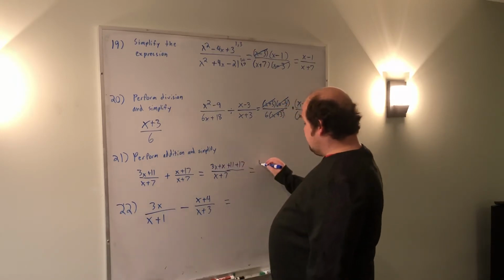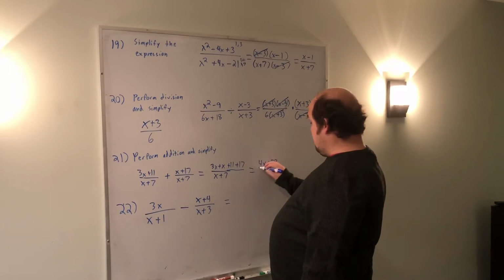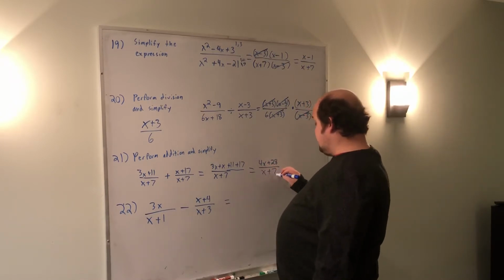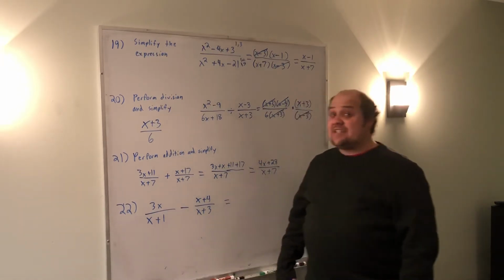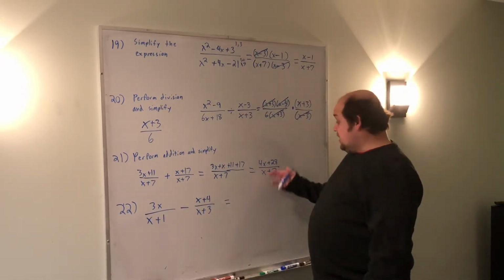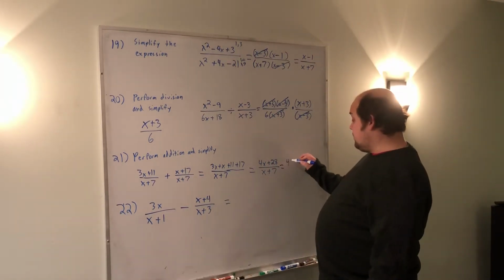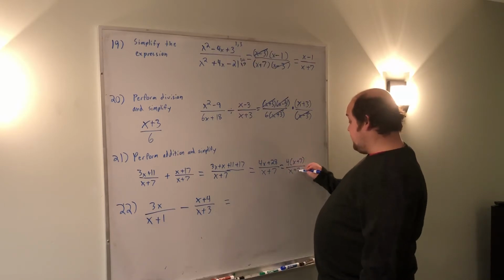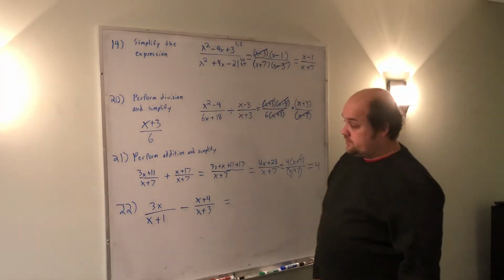3x plus x gives me 4x. 11 plus 17 gives me 28. It's all over x plus 7. In general, these questions are designed so that something will reduce. You'll notice that on top, I can take a 4 out of both things. That gives me 4 parentheses x plus 7, which does reduce with that x plus 7 on bottom, and just leaves me with a final answer of 4.